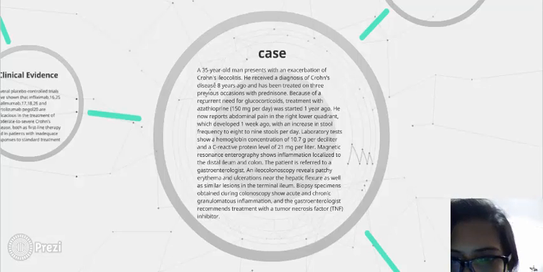He now reports abdominal pain in the right lower quadrant, which developed a week ago with an increase in stool frequency and 8 to 9 stools per day. Laboratory tests show a hemoglobin concentration of 10.7 grams per deciliter and a C-reactive protein level of 21 milligrams per deciliter. Magnetic resonance tomography shows inflammation located to the distal ileum and colon.